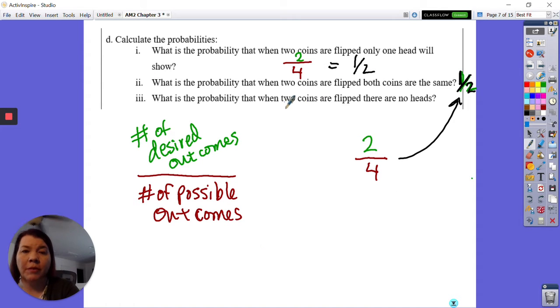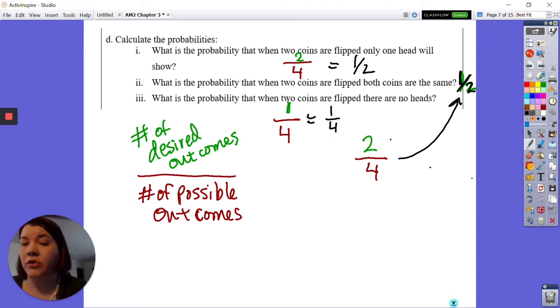And so what is the probability that when 2 coins are flipped, there are no heads? My sample, possible outcomes, is still 4. The number of desired outcomes is no heads. There was only 1 that had no heads. Okay, so this does not need to be simplified, and my result is still 1/4. I'm just going to put it in black so we know the answer is 1/4.